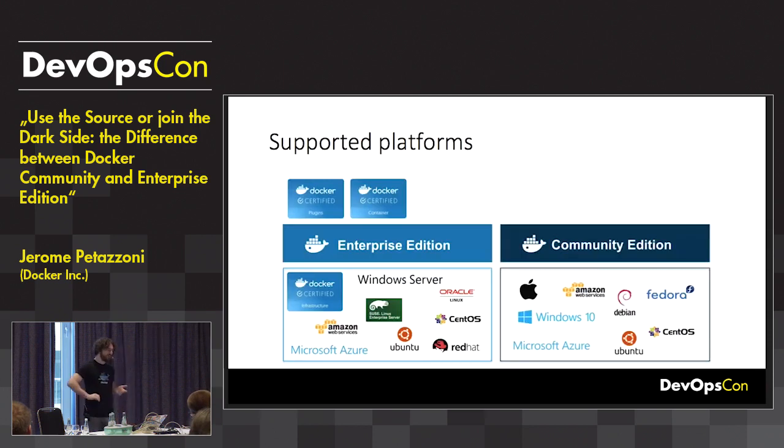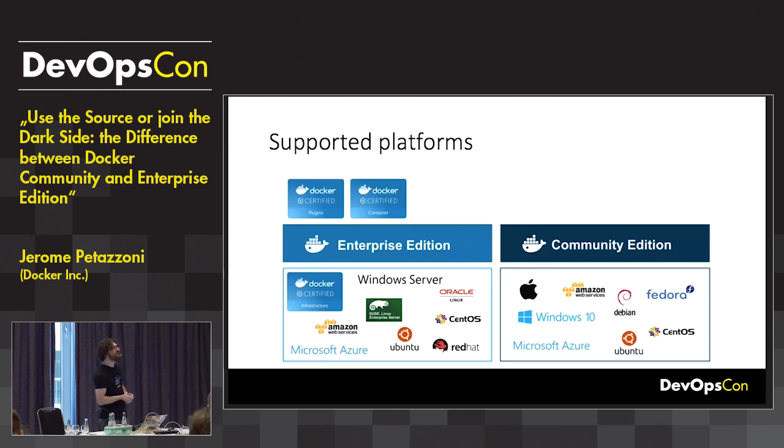Another difference is the supported platforms. The Community Edition, as I said, is the one that runs on Docker Mac, on Docker Windows. You have Docker packages on most Linux distros. For the Enterprise Edition, there is some overlap between the platforms, but you also have some platforms that will be only in the Enterprise Edition. For instance, RHEL, Red Hat Enterprise Linux, SUSE, Oracle Linux, and there are editions as well for most cloud platforms, so Amazon, Azure. There is a Google one in the making.